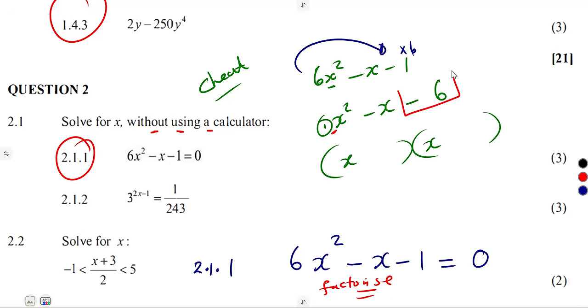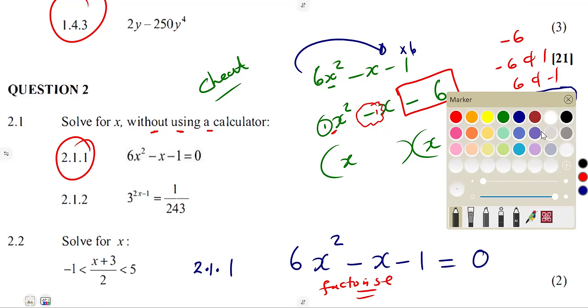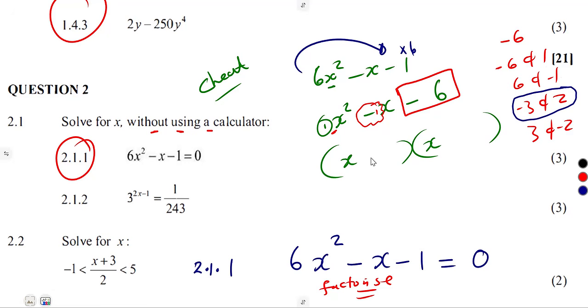Then we focus with what? The constant negative 6. What are the factors of negative 6 which will add up to negative 1? Factors of negative 6, there are so many. Negative 6 and 1, 6 and negative 1, negative 3 and 2, 3 and negative 2. So many. But there's only one pair. When we add, we are going to get negative 1, which is happening at negative 3 and 2. So there is negative 3, positive 2.